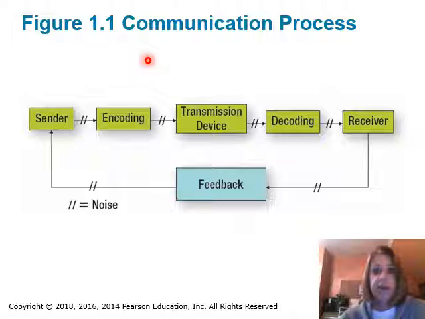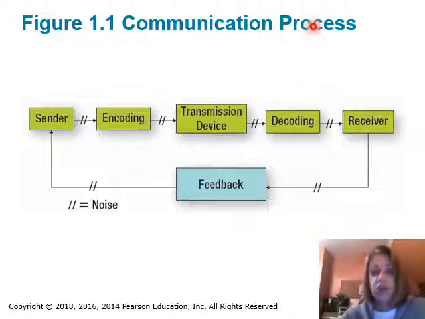Encoding is the process of taking the message and putting it into an ad or into a brochure or into a sales presentation. The transmission device is the television set, the paper on which the brochure is printed, or the salesperson at the retail store. We call this the media, or the medium if speaking singular. The receiver is the consumer or the business buyer, and decoding is the process of interpreting the marketing message.